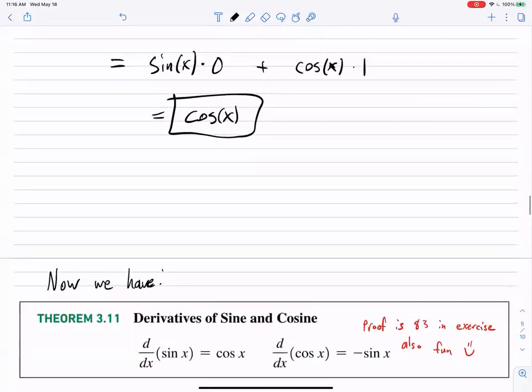So now we have the following. The derivative of sine of x is cosine of x. The derivative of cosine x is negative sine of x. The proof is exercise 83 in the book, and it's also fun. And so again, I'm not going to assign it, but if you like fun math puzzles, it's kind of a fun one to do.